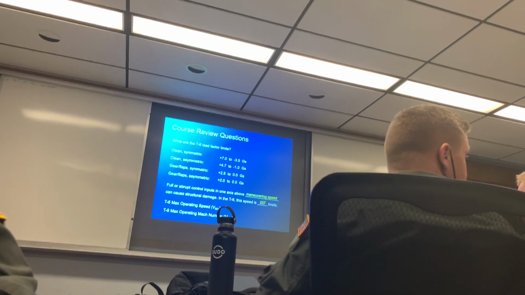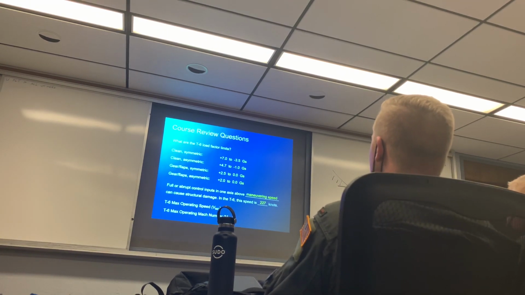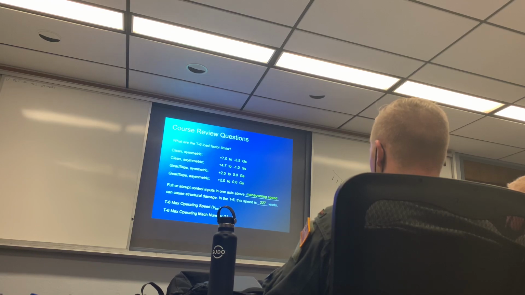Max operating speed for the T-6 is 316 knots, and max Mach is 0.67.